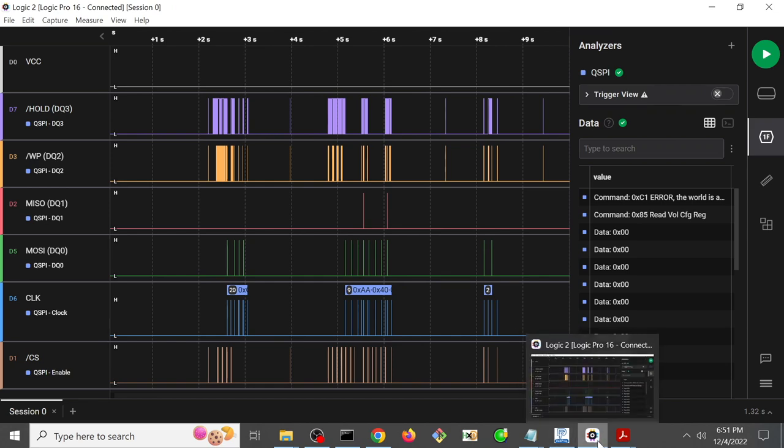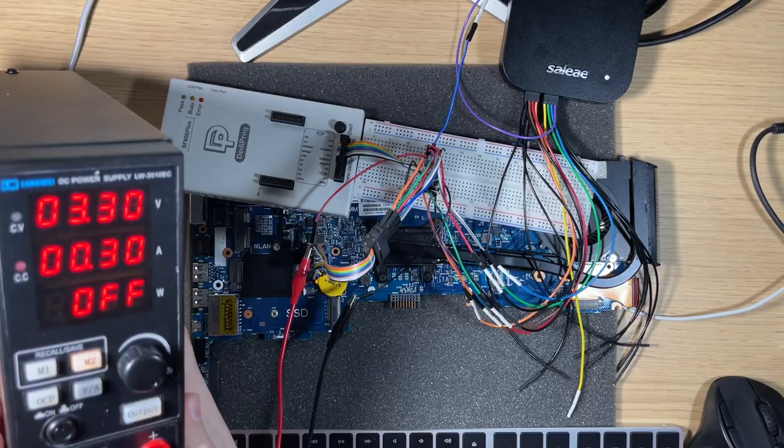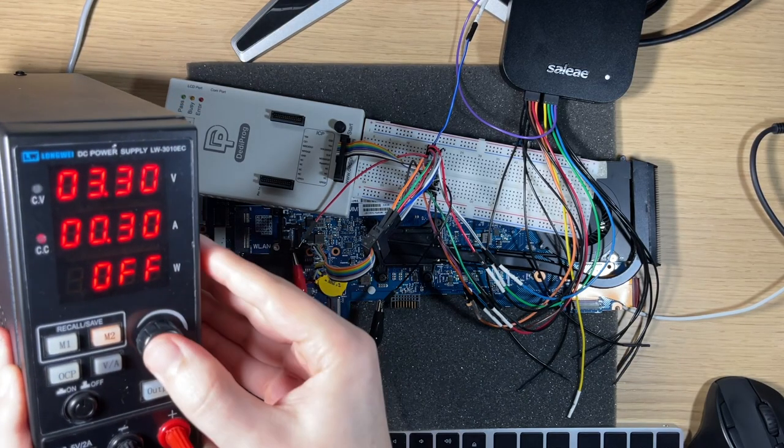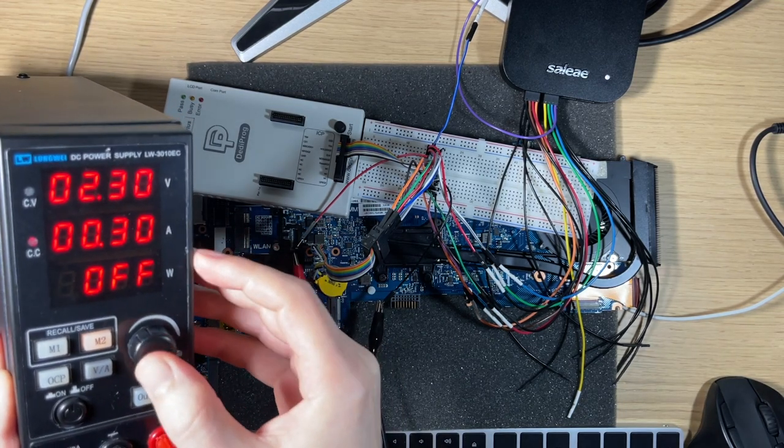So the final thing that I basically decided to do here was I said, well, what if I set my benchtop power supply to 2.7 volts? So that's what I did. I just take this and I move it down to 2.7 volts.